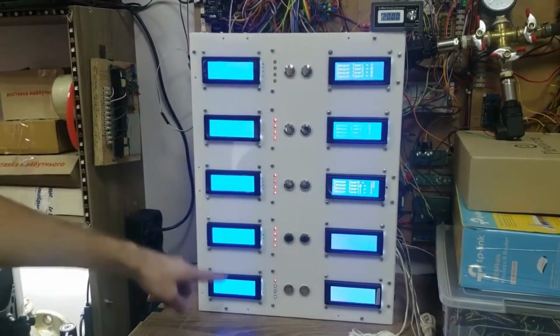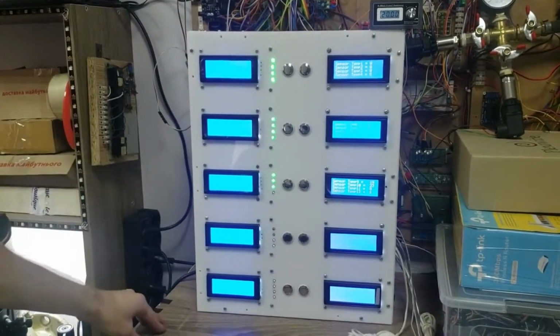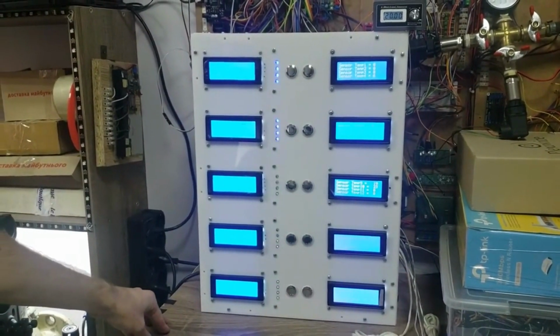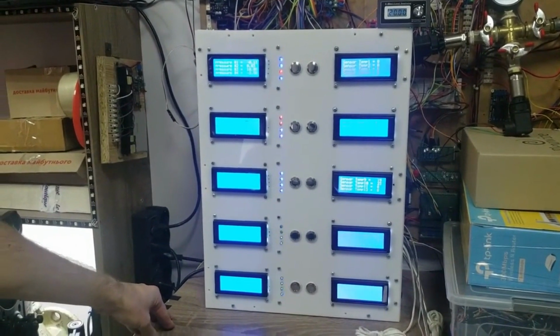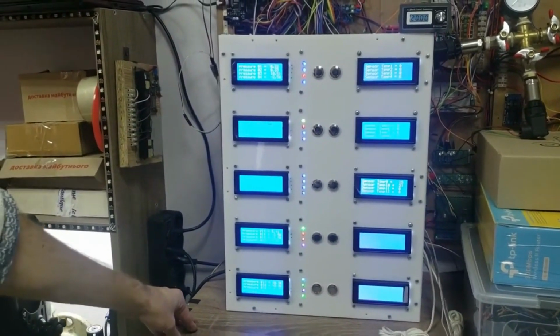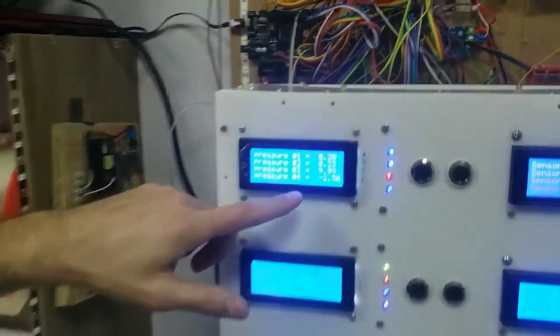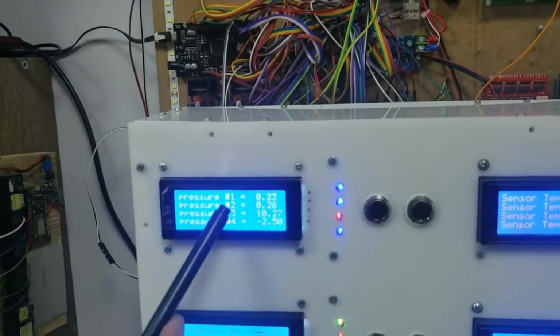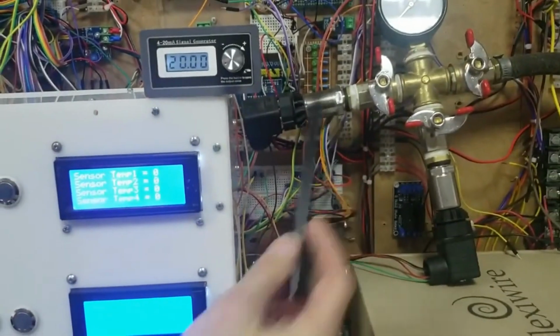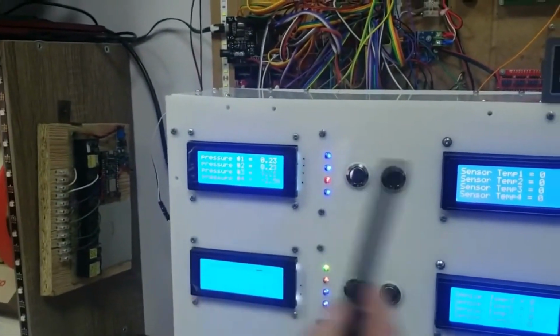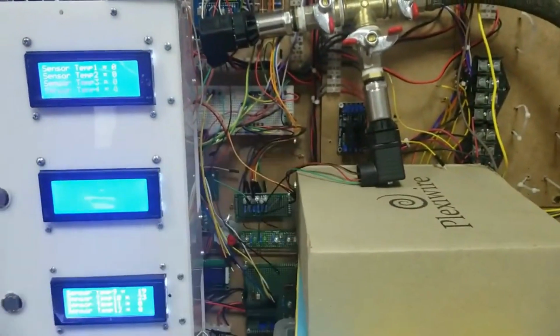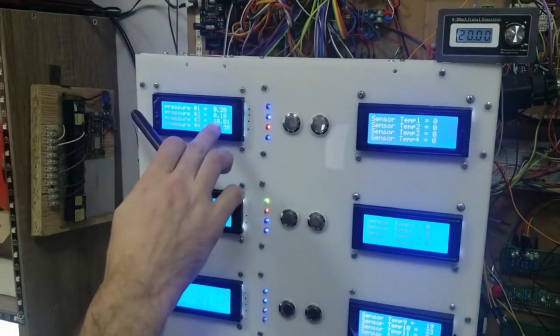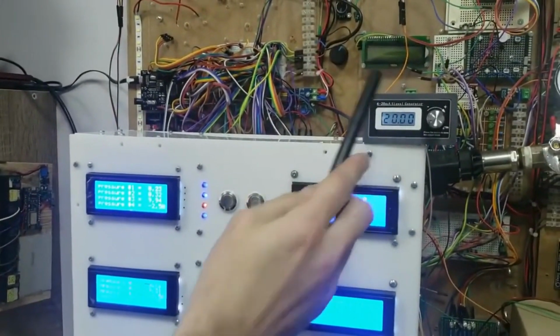Pressure sensor diagnostics are underway. We can see that the sensors are not connected from 0 to 10 bar. The first sensor is this sensor. The second sensor is this sensor. The third sensor is our signal generator.